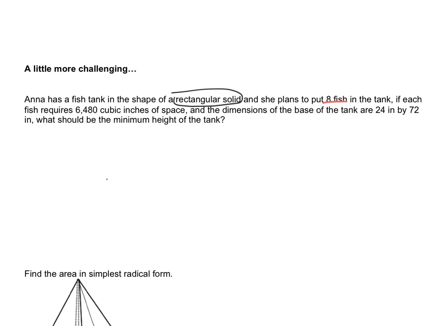If each fish requires 6,480 cubic inches of space, one of the nice things is we know that this is volume because it's cubic inches, so inches cubed. And the dimensions of the base of the tank are 24 inches by 72 inches. What should be the minimum height of the tank? So whenever we're doing a rectangular solid, we know its volume equals BH. So I'm going to write down immediately volume equals BH.